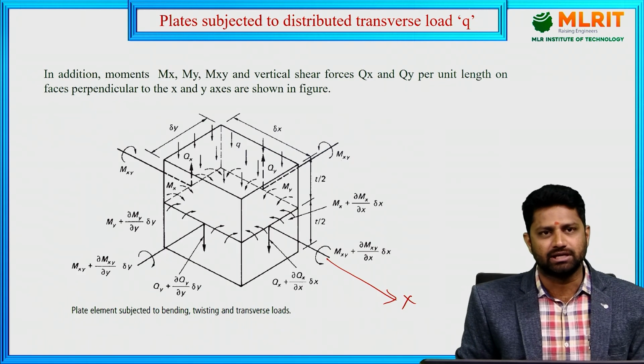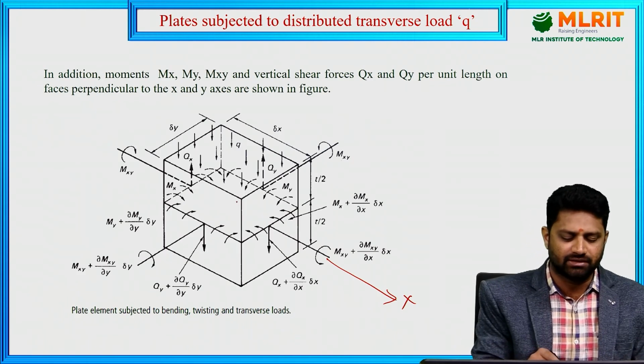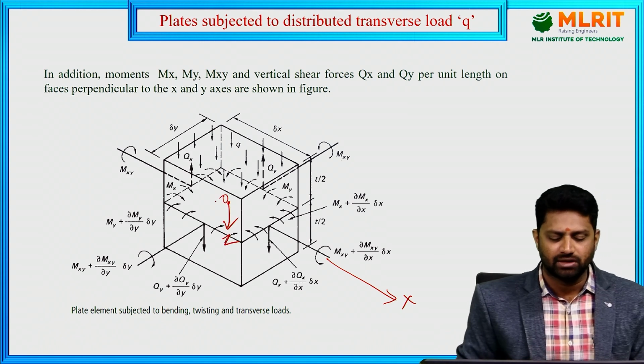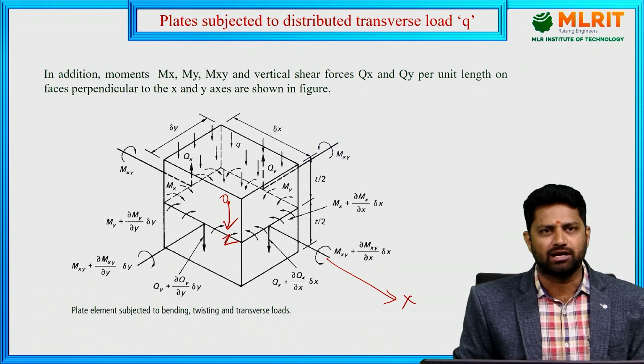Okay, so similarly in this diagram, the z-axis is nothing but what is vertically acting downward. So we are considering the equilibrium of the plate parallel to OZ axis.